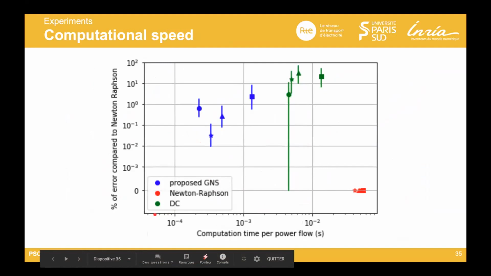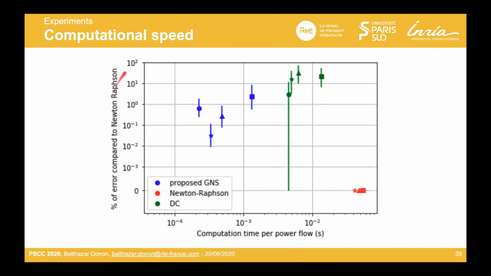Now in terms of computational time, in this picture we showed the results for the different experiments. On the x-axis, you have the computational time, in seconds per power flow, and on the y-axis, you have the percentage of error compared to Newton-Raphson. Newton-Raphson is at 0 because we believe it to be the most trustworthy method. We can see that our proposed graph neural solver, for all 4 experiments, 9 nodes, 14, 30, and 118 nodes, beats the DC approximation, both in terms of error and computational time. And compared to the Newton-Raphson method, our proposed graph neural solver is 1 to 2 orders of magnitude better.